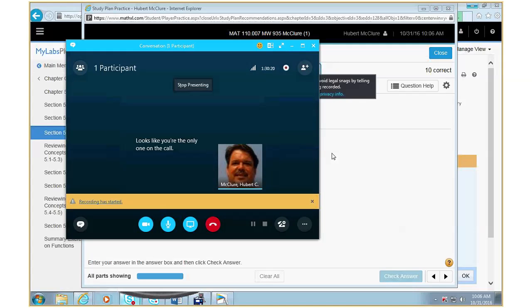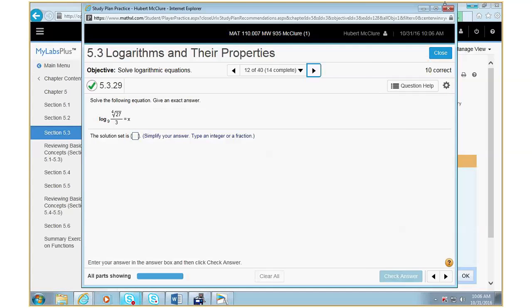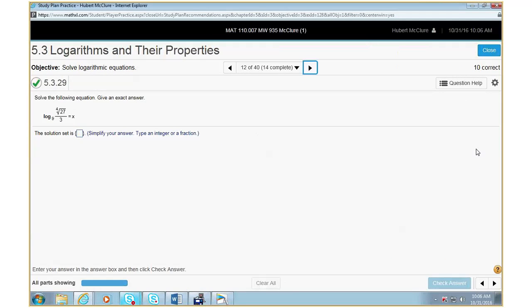All right, there you go. Well, it's all in. So that's your definition of a logarithm. So log base A of x is equal to y. A to the y is equal to x.